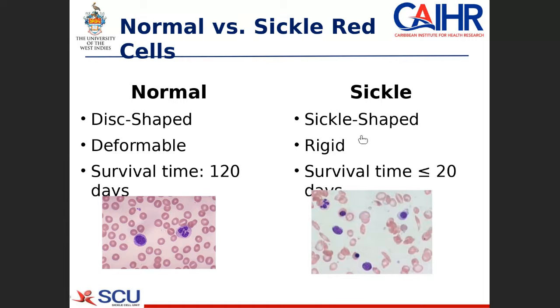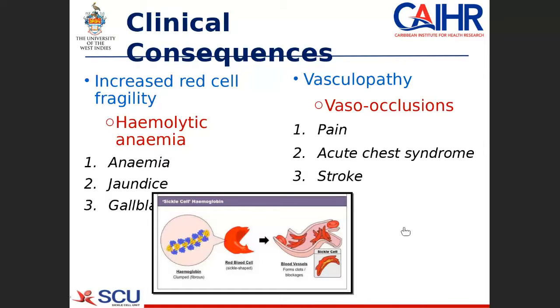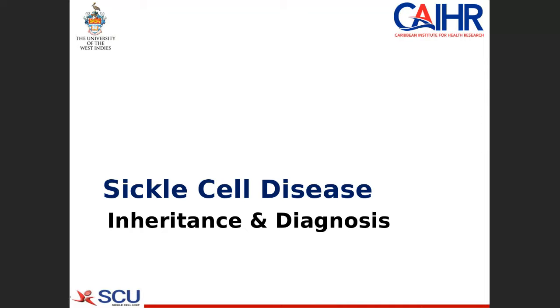And it is because of these changes in the characteristics of the sickle cell that we get the two predominant pathophysiologic issues: hemolytic anemia because of the increased red cell fragility, and also the vasoocclusions because of a rigid, sticky cell that tends to block the circulation and impair the blood flow through the vasculature. A lot of the clinical consequences are related to these two characteristics. Your hemolytic anemia gives rise to your chronic anemia, jaundice, gallbladder disease. Your vasoocclusion contributes to problems such as your pain, your acute chest syndrome, and your stroke. Okay, any questions on that so far?